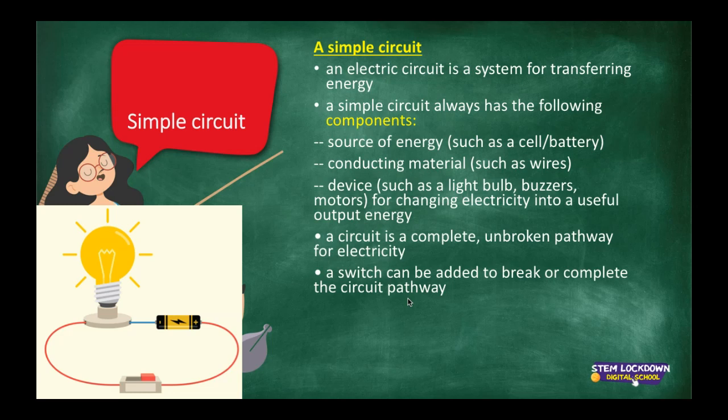Now that switch could either break the flow or complete the flow. If you switch it on, it allows the electricity to flow through the wires into the light bulb. And if you switch it off, obviously there will be no pathway. It has been blocked. All right. So that is what a switch helps to do. A switch either breaks or completes the circuit pathway. All right. Very, very important.